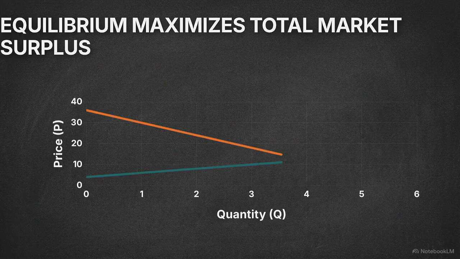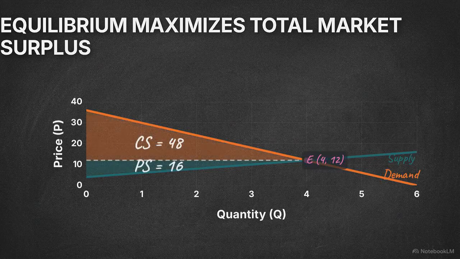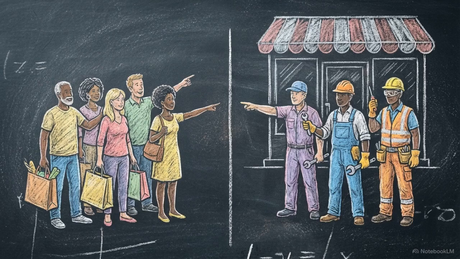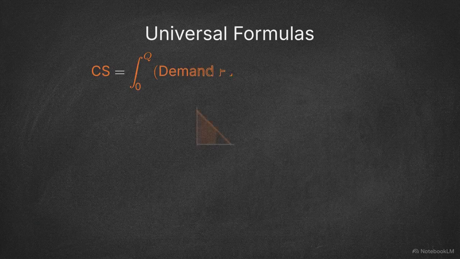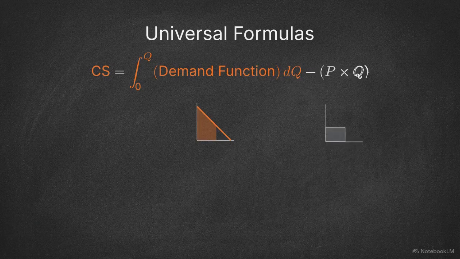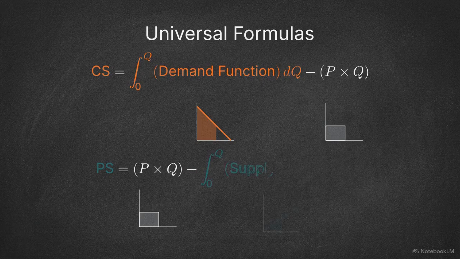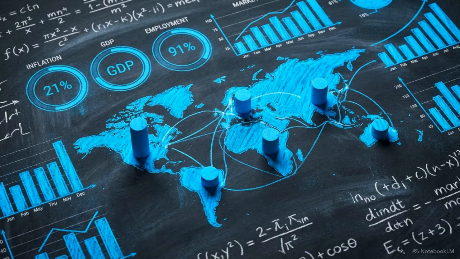By locking these two separate perspectives together, we get a single, unified view of the entire market ecosystem. The combination of these two colored areas represents total market efficiency, the maximum possible benefit shared between buyers and sellers. Because our calculus proved accurate, we can extract universal formulas. For consumer surplus, take the definite integral of the demand function and subtract price multiplied by quantity. For producer surplus, take price multiplied by quantity and subtract the definite integral of the supply function. Tracking these integrated areas allows economists to measure the exact health and wealth generation of an entire economic system at a single glance.